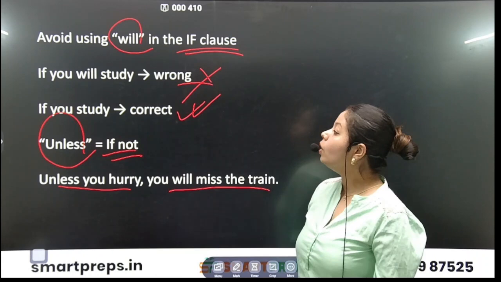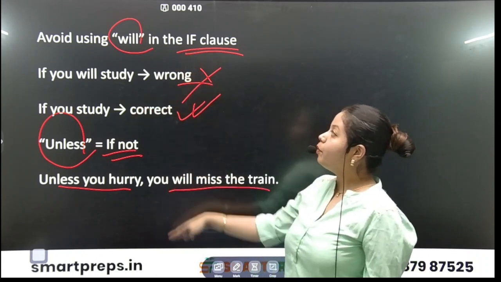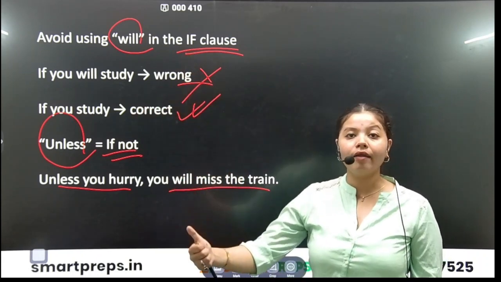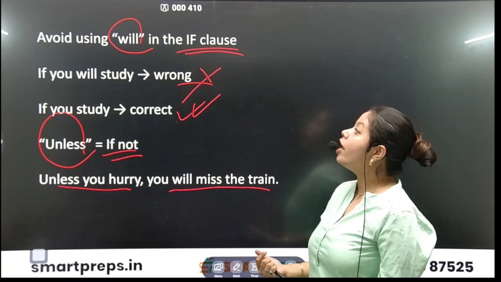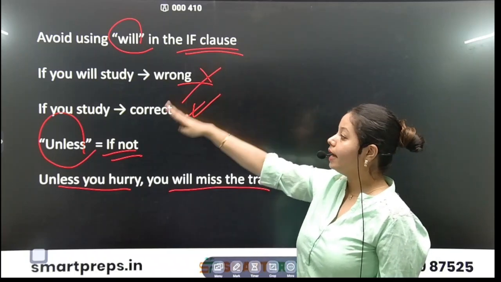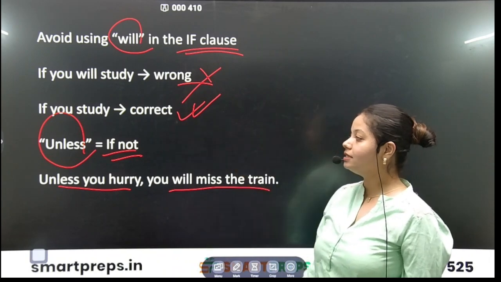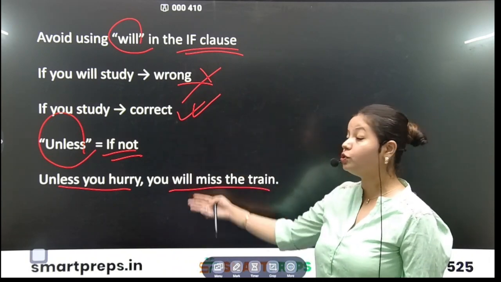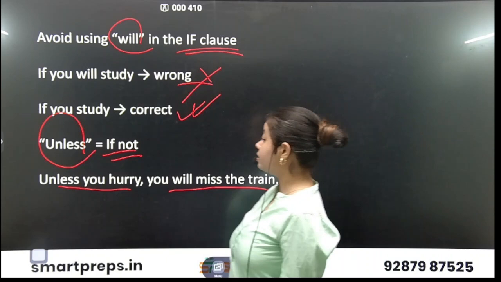So these are some important rules. First was were instead of was. Then avoid using will in the if clause. Then unless, that is, unless you hurry, which means if you do not hurry, you will miss the train.